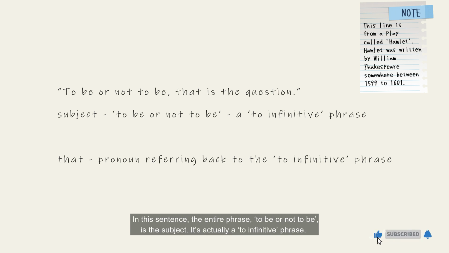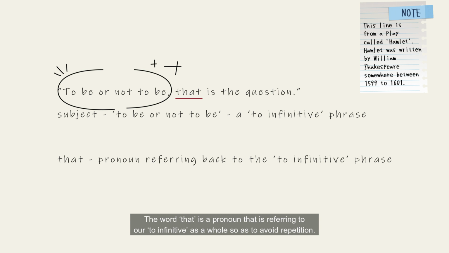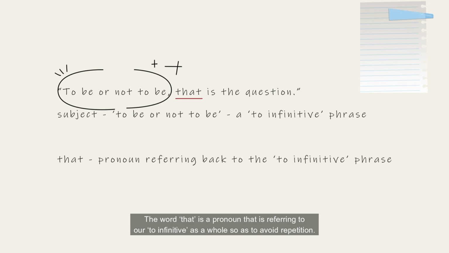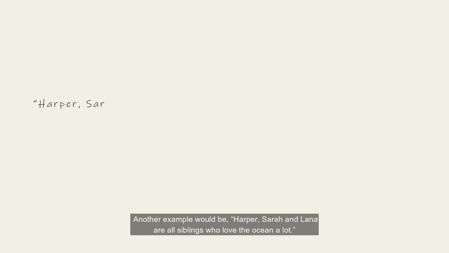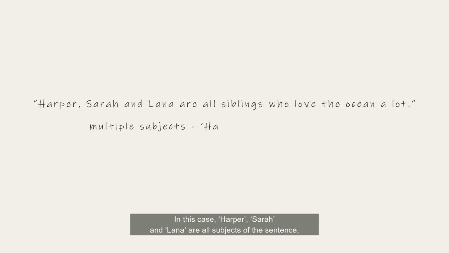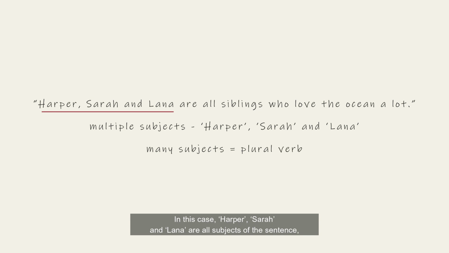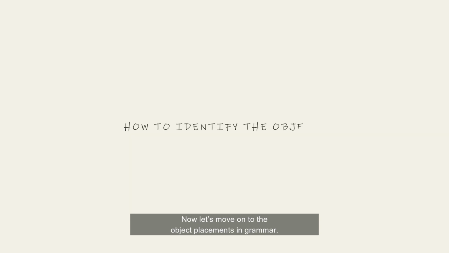In this sentence, the entire phrase, to be or not to be, is the subject. It's actually a to infinitive phrase. The word that is a pronoun that is referring to our to infinitive as a whole so as to avoid repetition. Another example would be, Harper, Sarah and Lana are all siblings who love the ocean a lot. In this case, Harper, Sarah and Lana are all subjects of the sentence, and hence our main verb, are, is in the plural form. Now let's move on to the object placements in grammar.